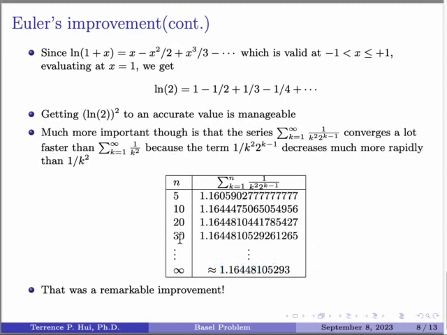And look what happened when you add to n equal to 30. You get 1.164810.5. Right? You're already 10 places accurate. Is that right? 2, 4, 6, 8, 10. Yeah. 10 places accurate. Only with 30 terms, you already get that accurate.